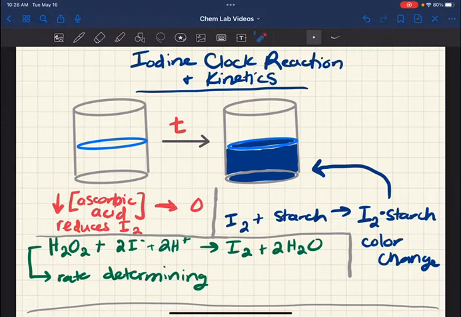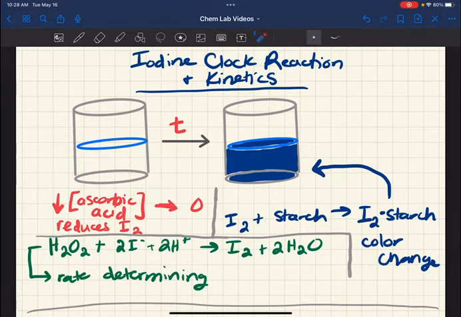And so I've drawn this to represent initially you have a clear solution. After some amount of time that will be used to determine the average rate of the overall reaction, you get your darkly colored solution, which could look black, dark brown, or dark blue depending on your solution itself, but ideally it should be a dark blue color when iodine binds to starch that you have in solution.